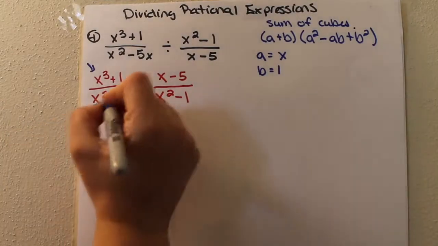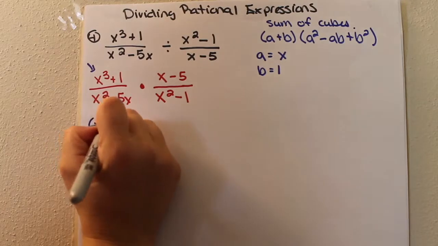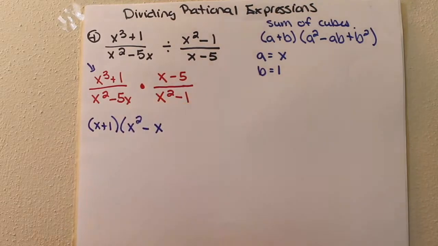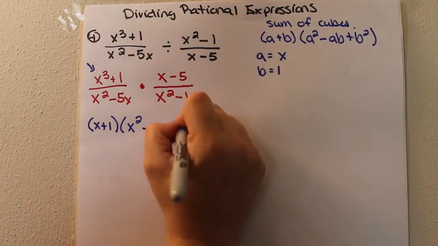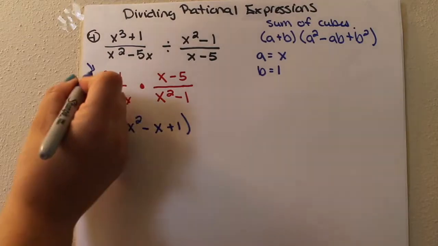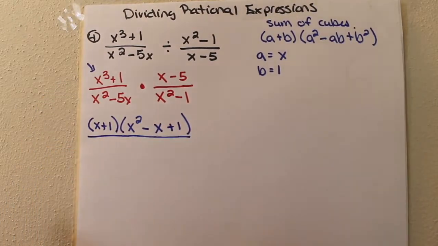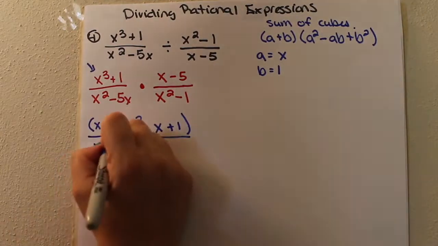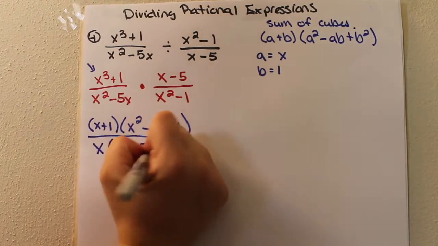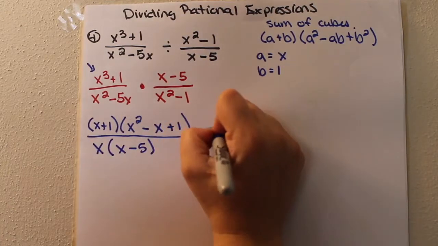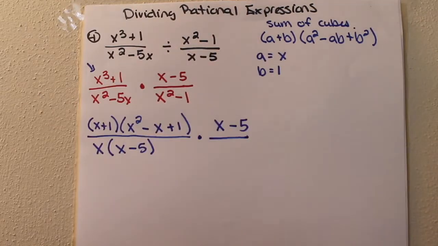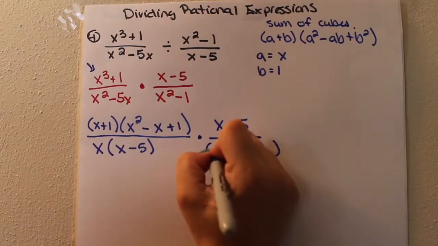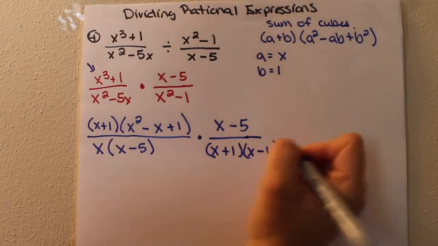Okay, so I'm going to get x plus 1, then I'm going to get x squared minus 1x, which is just x, plus b squared, which is just 1. So that is this numerator fully factored. Now I'm going to move to this denominator. I can see it has a common factor of x, so when I take the x out, I'm left with x minus 5. I'm going to move on to the second fraction. I can see that the numerator cannot be broken down any further, and x squared minus 1 is actually the difference of squares. So it's going to be x and x plus 1 and x minus 1.